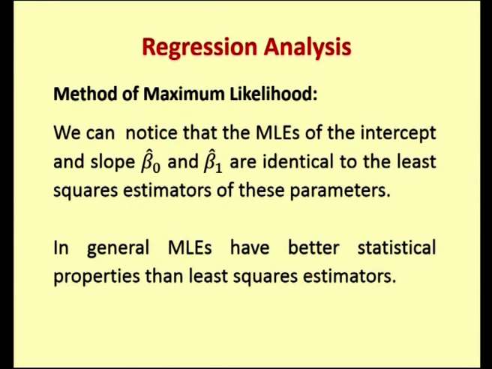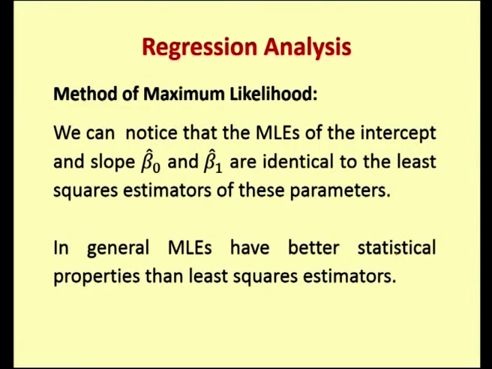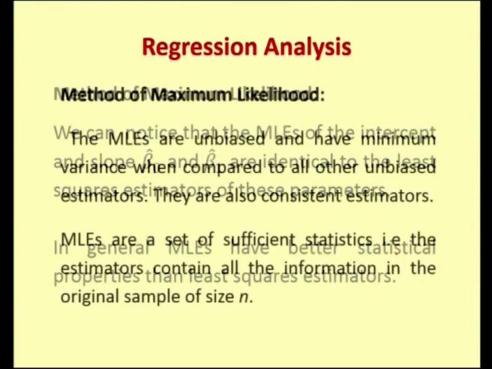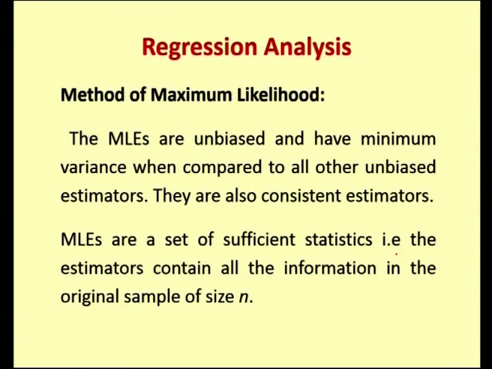We can notice that the MLEs of the intercept and the slope are identical to the least square estimators. In general, MLEs have some better properties, supposed to be the better statistical estimators than the least square estimators. The MLEs are unbiased and they have minimum variance when compared to all other unbiased estimators. They are also consistent estimators. MLEs are a set of sufficient statistics, that is, it contains all the information in the original sample of size n.